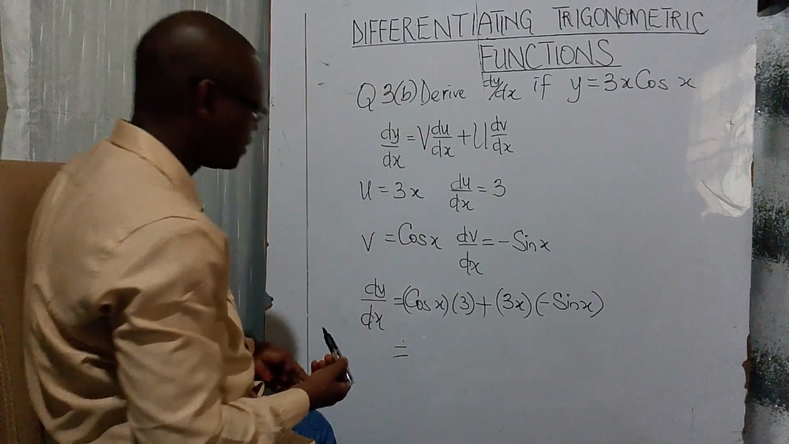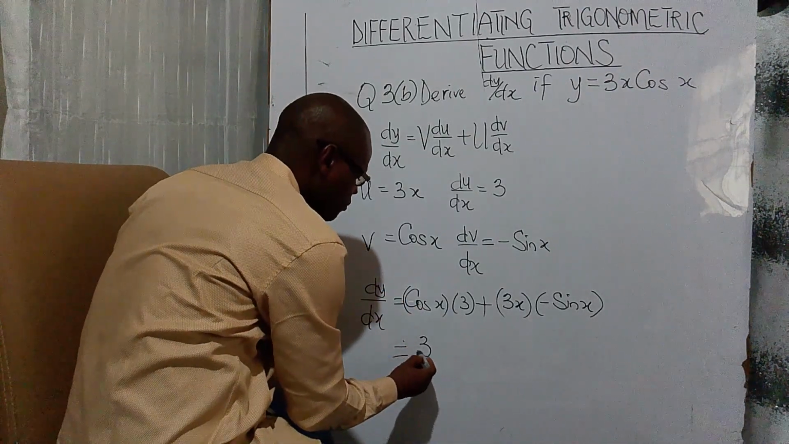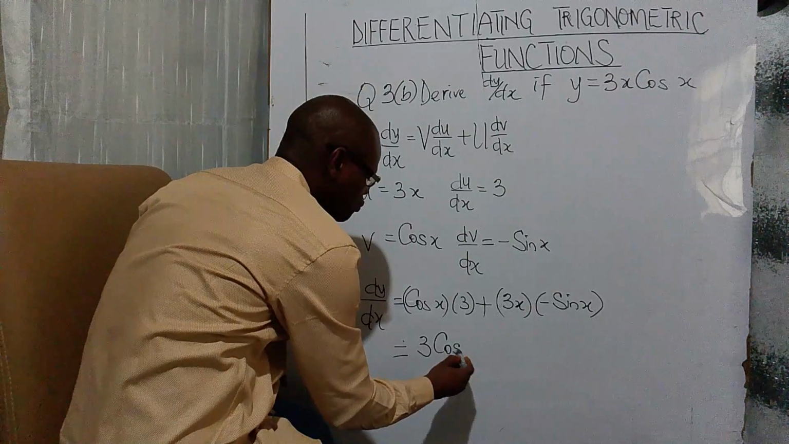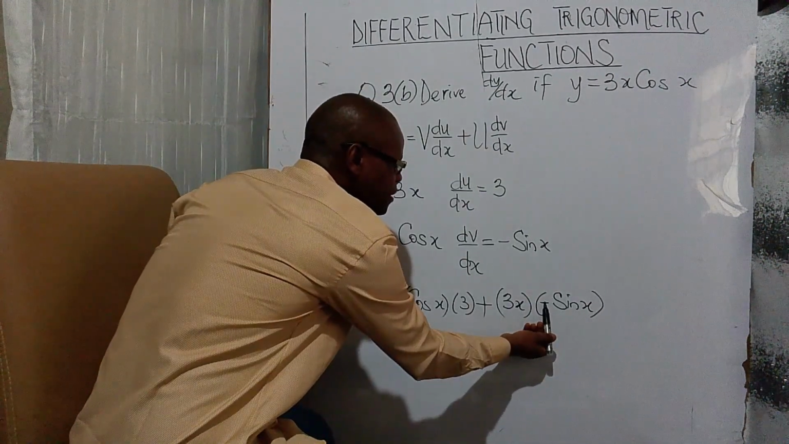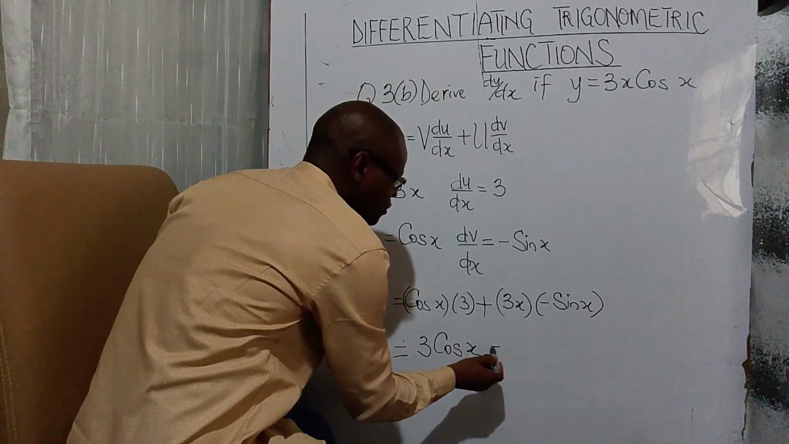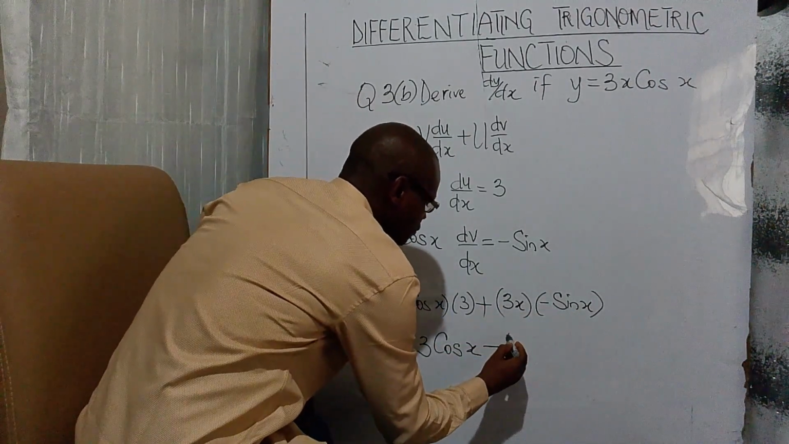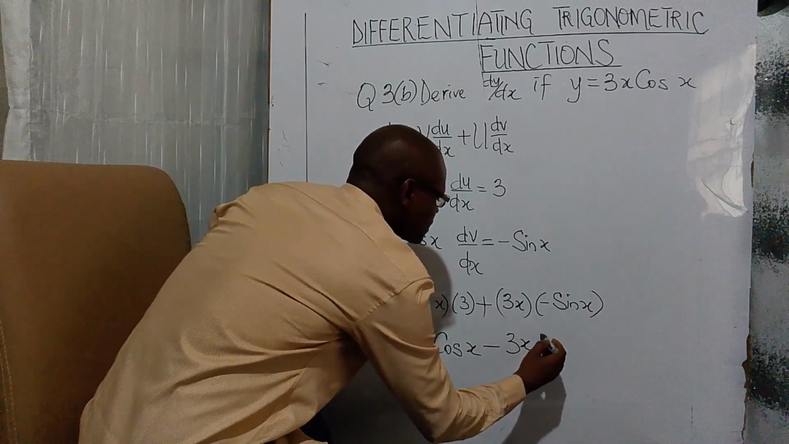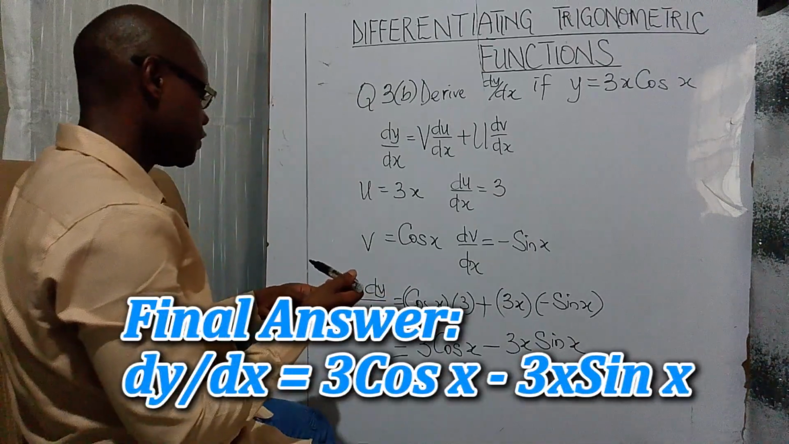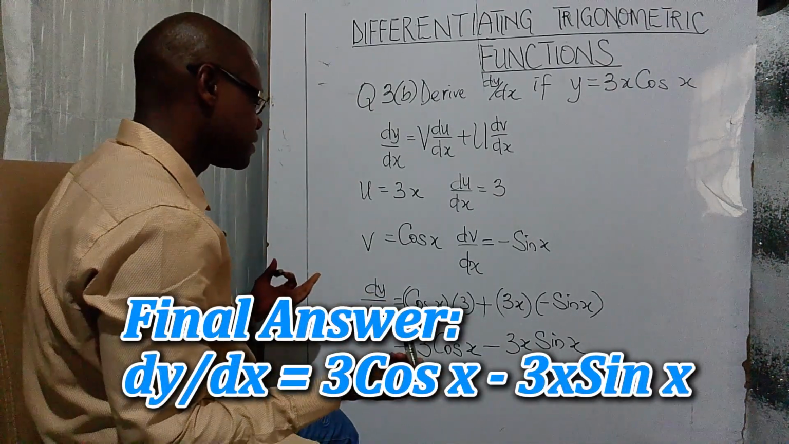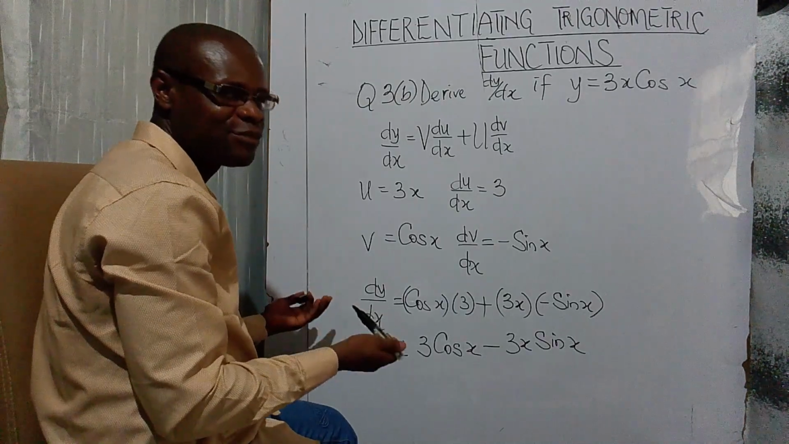So when we simplify further, cos x multiplied by 3, the number will come before the trig function. So we have 3 cos x, then plus and negative will multiply to give us negative. So 3x multiplied by sine x will give us 3x sine x. So this is what our answer looks like. It's as simple as that.